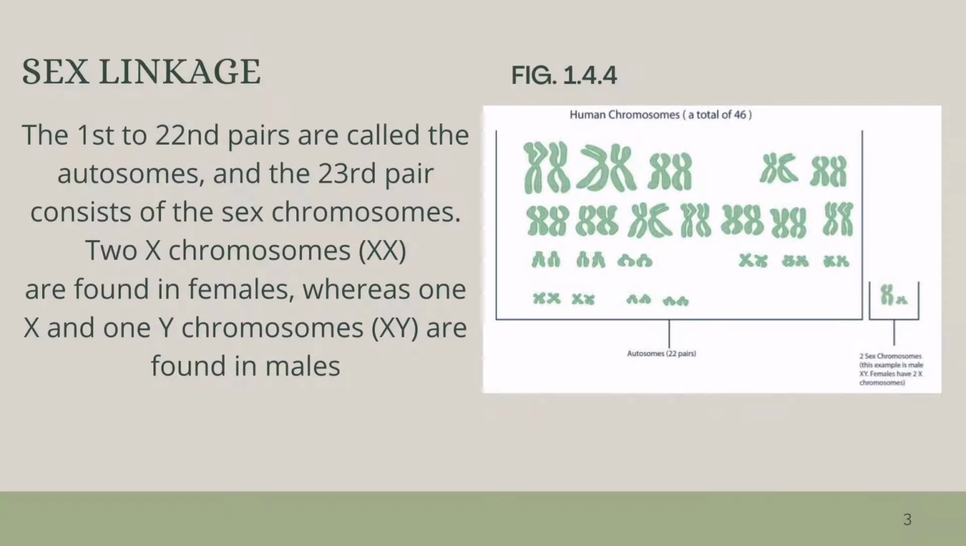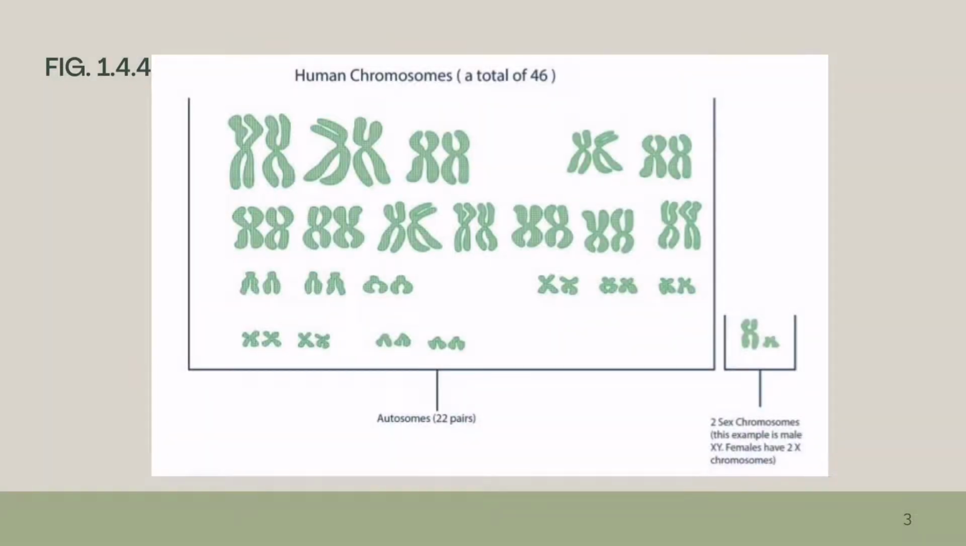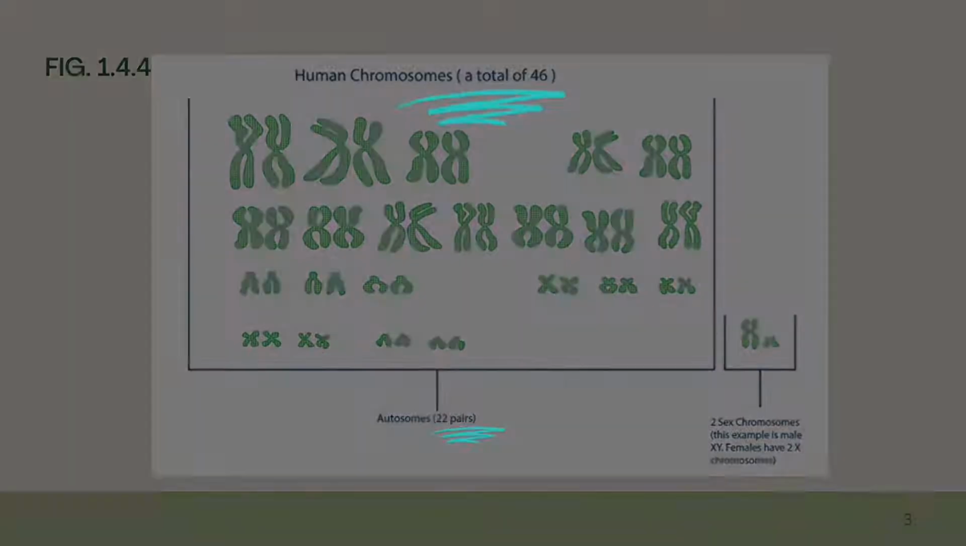Sex linkage. Recall that humans have 23 pairs of chromosomes. The first to 22nd pairs are called the autosomes, and the 23rd pair consists of the sex chromosomes. Two X chromosomes are found in females, whereas one X and one Y chromosome are found in males. In this figure, this is an example of a human karyotype showing the autosomal and sex chromosomal pairs. Sex chromosomal combination varies between males and females. Human chromosomes have a total of 46, and autosomes have 22 pairs.